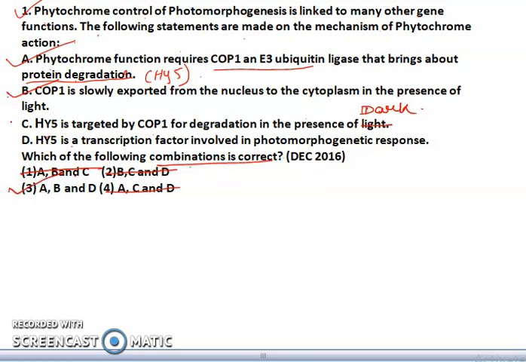We will also discuss about the fourth point, that is HY5 is a transcription factor which is involved in photomorphogenic response. Yes, it is responsible for photomorphogenic response and it is acting as a transcription factor. With this, we are completed with our first question and we will see the next question.